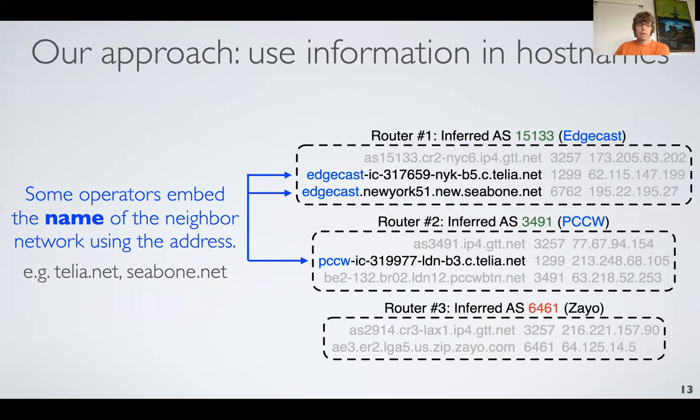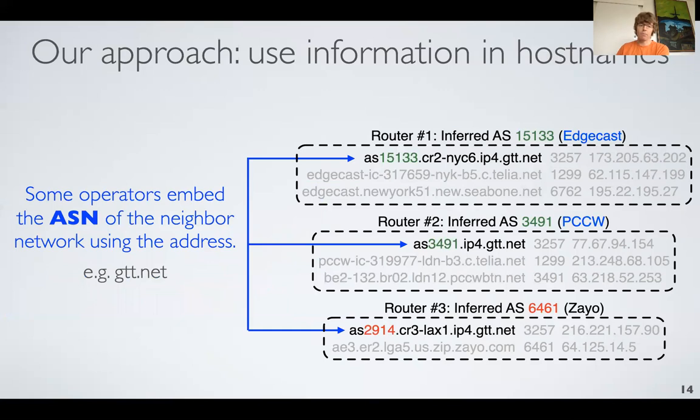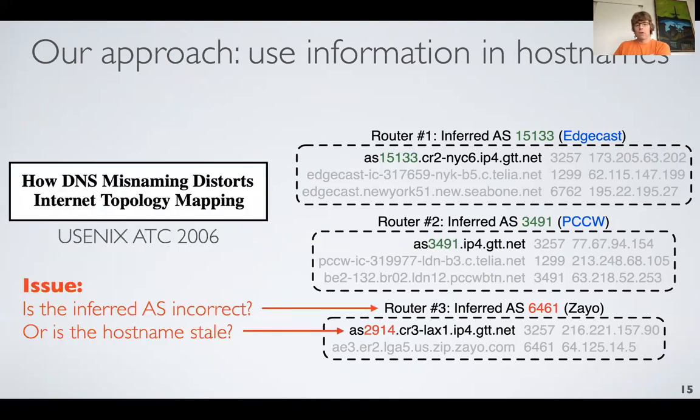So some operators embed the name of the network that uses their address. And this is the approach that Telia and Cbone both use to label routers operated by Edgecast and PCCW. And some operators embed the ASN of the neighbor network that is using their address. In this case, GTT does this. It's well established that some hostnames in DNS are stale, often because these are manually updated by operators. So the question that we face with router 3 is: is the inferred AS incorrect, or is the hostname stale?